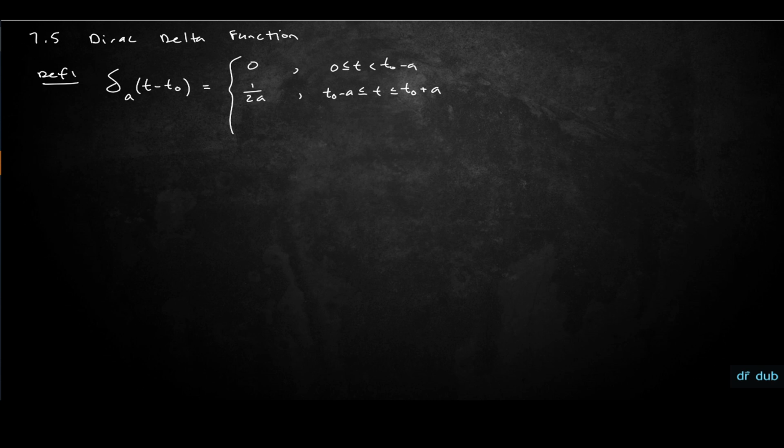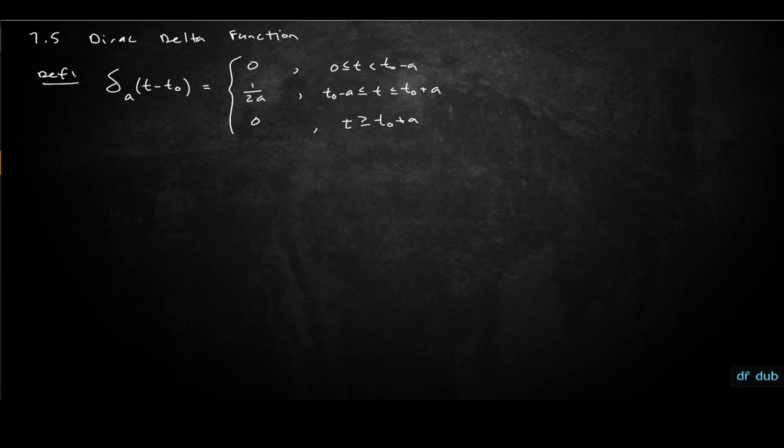So, definition. We define this function called delta sub a of t minus t0 to be equal to 0 if t is between 0 and t0 minus a, 1 over 2a if t is between t0 minus a and t0 plus a, and then 0 again if t is greater or equal to t0 plus a. And a is usually going to be really small.